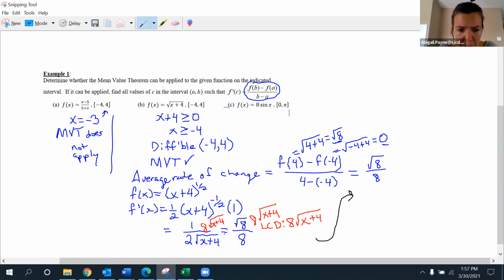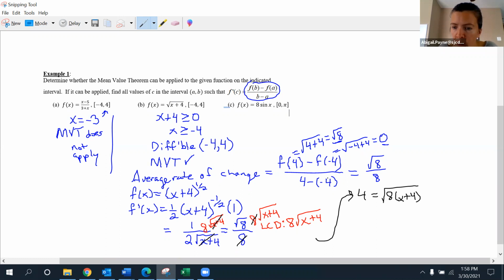So when I simplify that, the square root of x plus 4 will cancel here. And then I have 8 divided by 2, so that's 4. And on this side, the 8's cancel, and we have the square root of 8 times the square root of x plus 4. I could combine those and write it under a single radical if I want to. So we could write it like this.